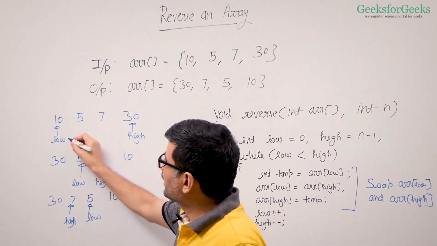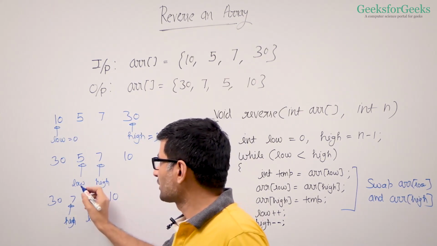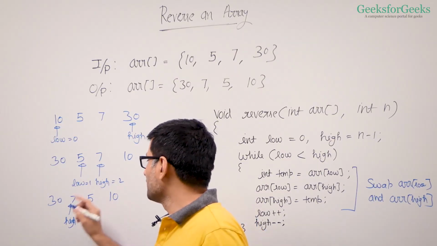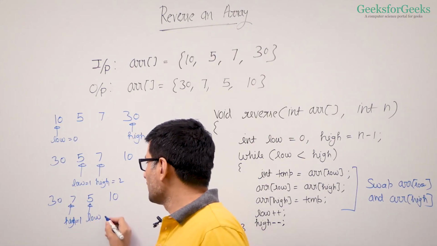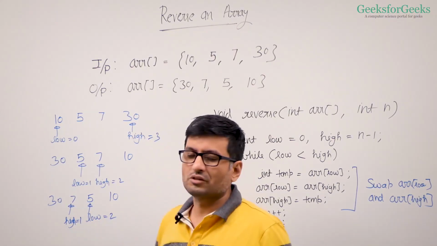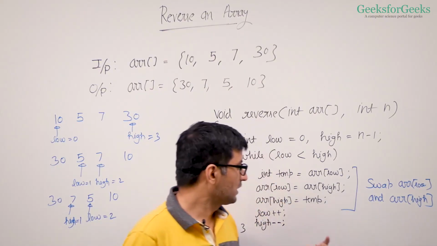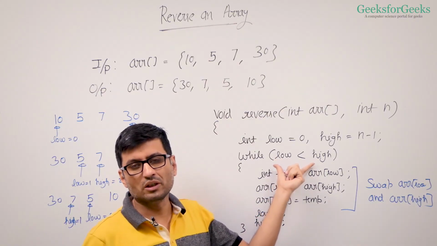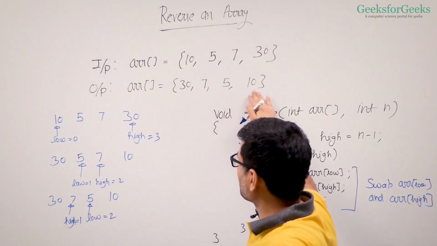If you want to know the values, low was initially 0, high was 3. After first iteration, low became 1 and high became 2. After the next iteration, it became 2 and this became 1. So now low is actually greater than high. They have crossed each other. At this point, we stop. We come out of the loop because this condition is no more true. And we get our reversed array. This is what we expected as an output.